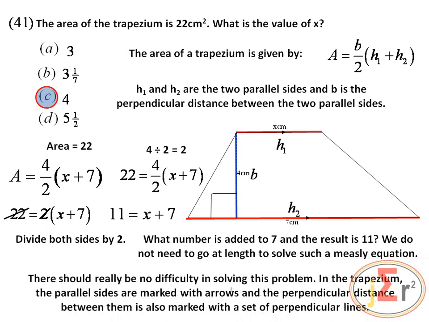There should really be no difficulty in solving this problem. In the trapezium, the parallel sides are marked with arrows, and the perpendicular distance between them is also marked with a set of perpendicular lines. So we have the arrows indicating the parallel sides, and we have the perpendicular sides. So there's no problem identifying them, and no problem solving this problem.